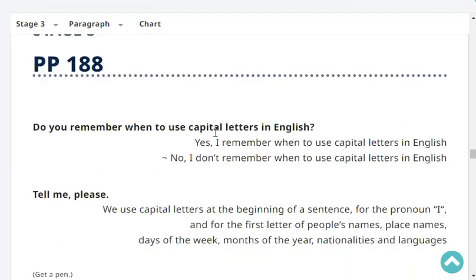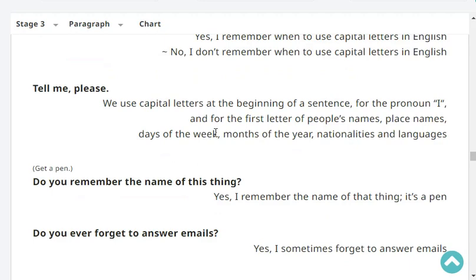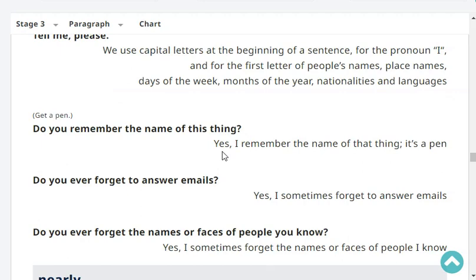Do you remember when to use capital letters in English? Yes or no? Yes, I remember when to use capital letters in English. Tell me, please. We use capital letters at the beginning of a sentence, for the pronoun I, and for the first letter of people's names, place names, days of the week, months of the year, nationalities, and languages. Very good.